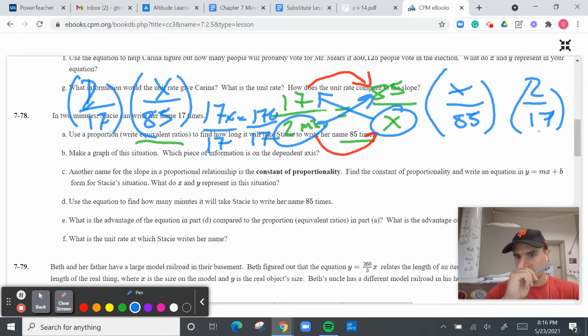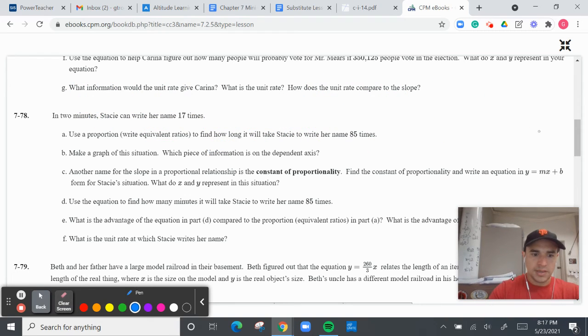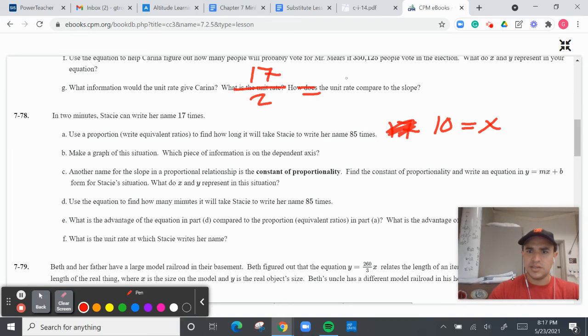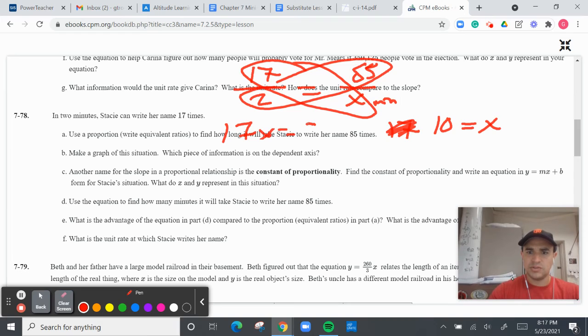Yeah. So I'm going to go ahead and clear that up. That is going to be 17. No, sorry, not 17. It's going to be 10 equals x. I deleted everything. So let me write that up again. 17 times in 2 minutes. So 85 times in x minutes. And then you cross multiply. So 17x equals 170. And then you divide by 17 on both sides. X equals 10.